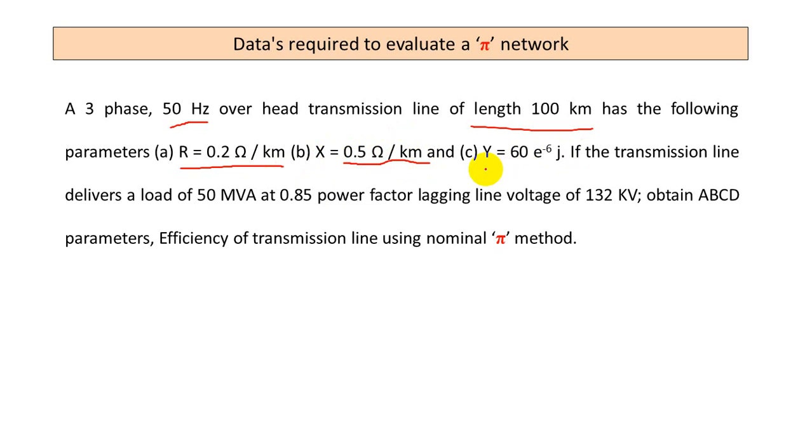Then they have given that the transmission line delivers a load of 50 MVA. Please note that it is 50 MVA. This is not power, because power is always given in megawatts.